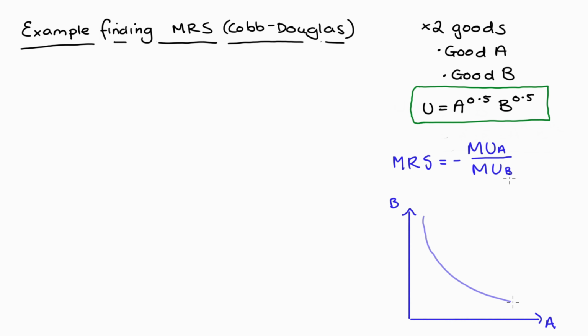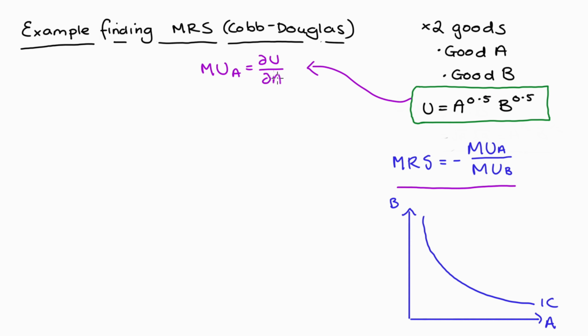So if we drew an indifference curve associated with this utility function, it might look something like this. A is on the horizontal axis and B is on the vertical. Now, once we have our formula set up, we need to find our marginal utilities, which we find just by taking the partial derivative of our utility function with respect to each of our variables. I'll do A first, so we take the partial derivative of our utility function with respect to A.